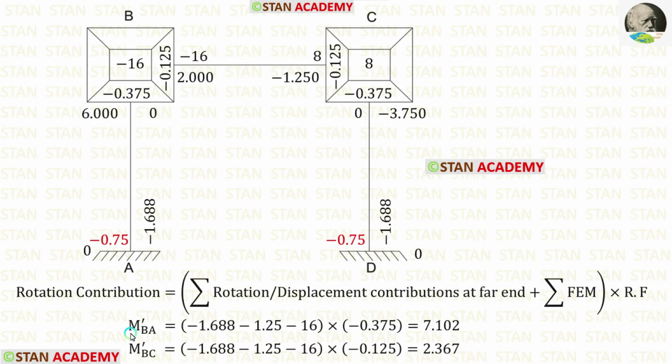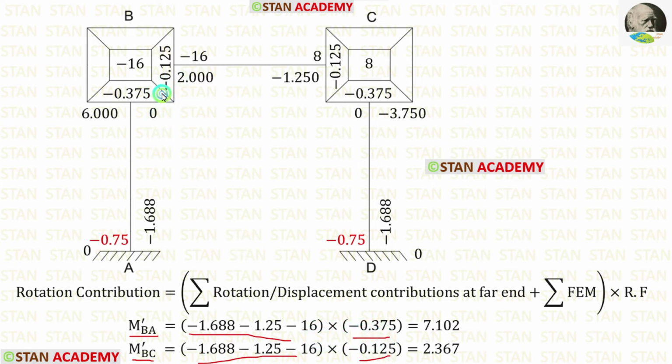Now let us find M'-BA. Now in the point A, we have the displacement contribution minus 1.688. In the point C, we have the rotation contribution minus 1.25. The summation of the fixed end moment is minus 16. The rotation factor for BA is minus 0.375. Finally, for M'-BA, we are getting 7.102.